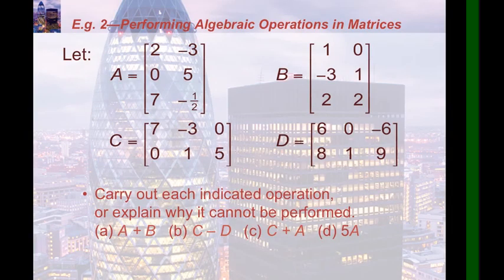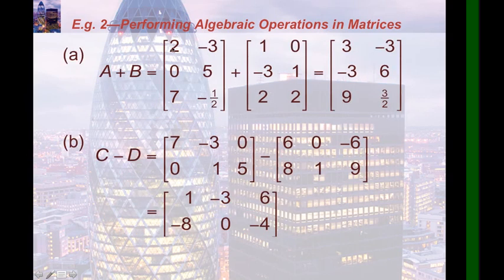Now, perform algebraic operations in matrices. So I have here the given. So we have A equals 2, negative 3, 0, and 5, 7, negative 1 half. And C equals 7, negative 3, 0, 0, 1, 5. B is equal to 1, 0, negative 3, 1, 2, and 2. So then D is equal to 6, 0, negative 6, 8, 1, and 9. Carry out each indicated operation or explain why it cannot be performed. So there are some here that cannot be done. Okay? For instance, let's have A plus B. A plus B.